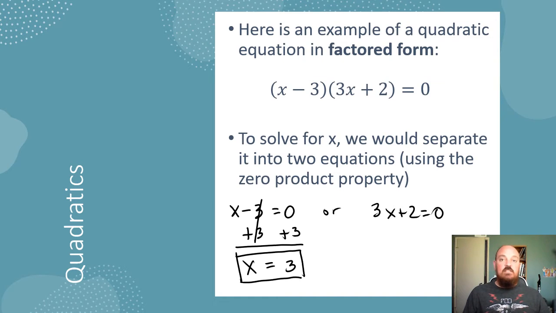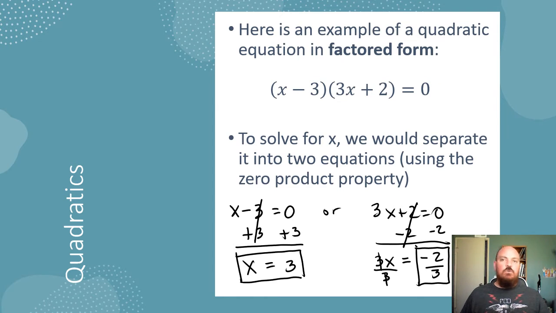Now the second one takes two steps. The first thing you want to cancel is the plus 2, and we'll use a minus 2. And the 3x drops down, and 0 minus 2 is negative 2. And then the second step, we still have to get rid of that 3. So we would divide by 3, and you get negative 2/3 for your other answer.